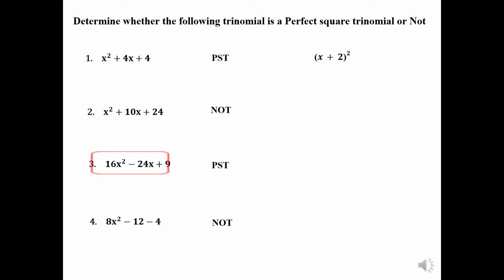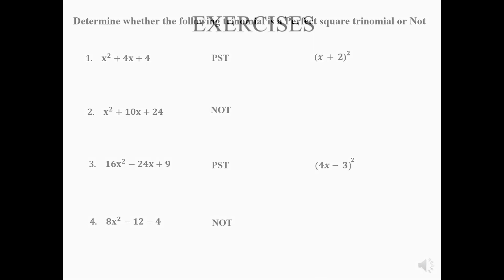Now let's have 16x squared minus 24x plus 9. The square roots of the first and last term are 4x and 3. This time, the sign of the middle term is negative. So we put negative and square them. Easy, right? So that is how we factor a perfect square trinomial.